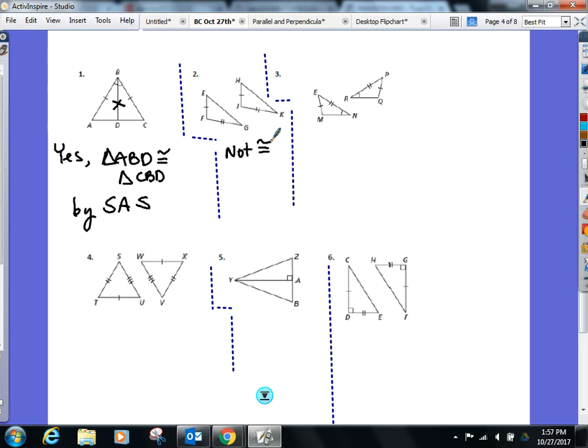No. What could I mark on my diagram, though, Ava? Something's not marked that I can mark myself, though. No. I can't assume right angles. What are these here? They're vertical, right? But are they in between the congruent sides? No, so that's why it's not side angle side.